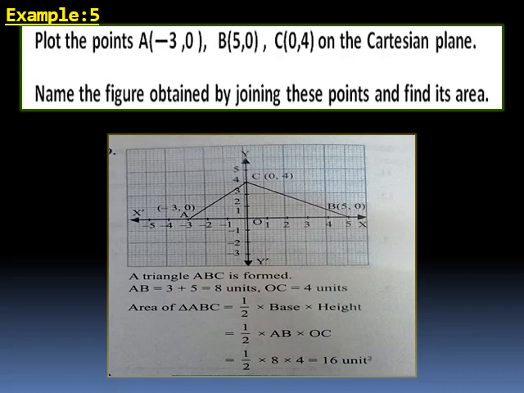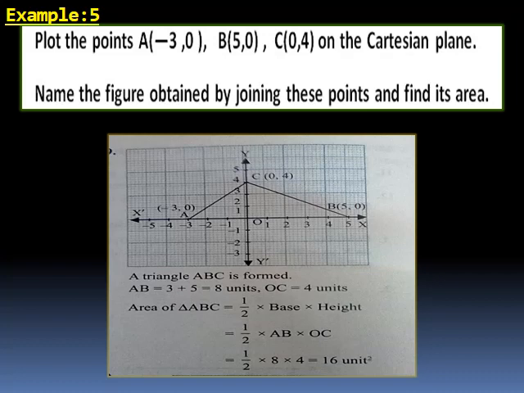Now we are going to find the area of triangle ABC. The area of triangle formula is half base into height. Here our base of the triangle ABC is AB. AB is the base. The total length of AB is AO plus OB. AO is 3 units plus OB is 5 units. Therefore 3 plus 5 is equal to 8 units. AB is 8 units, that is our base is 8 units, and OC is our height. OC is equal to 4 units.